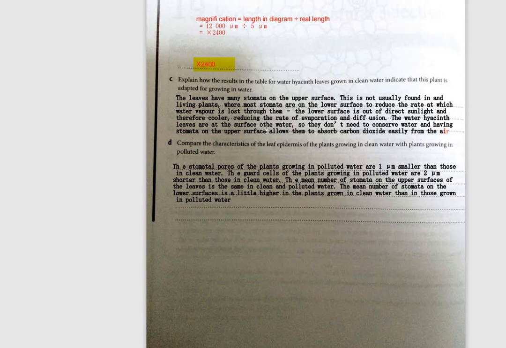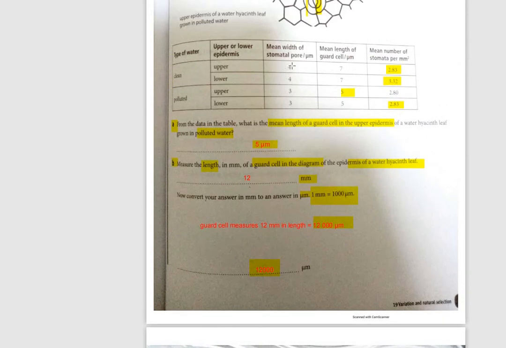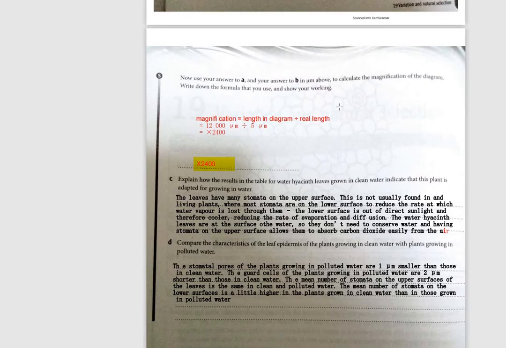Explain how the results in the table for water hyacinth leaves grown in clean water indicate that this plant is adapted for growing in water. So let's read the answer together. The leaves have many stomata on the upper surface. If you see in the table over here, the leaves have many stomata. This is the stomata in the upper surface, right?